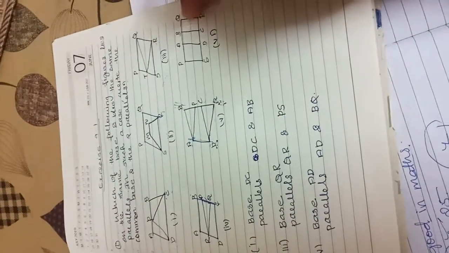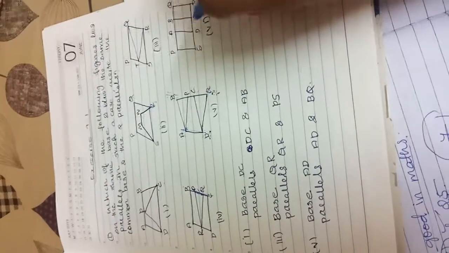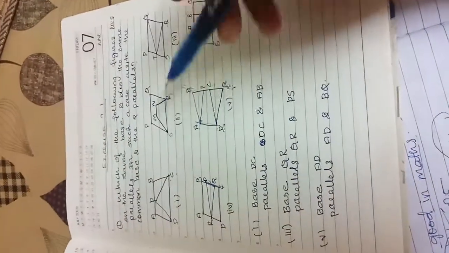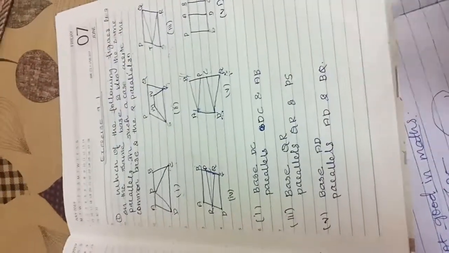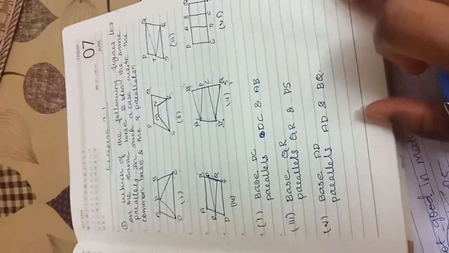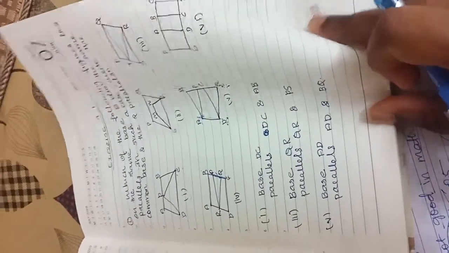So if you are checking this, you will not get the answer because in this figure you cannot find the common base. So the correct answers are the first, third and fifth figures. Then write down their base and parallel lines. Okay. So in exercise 9.1, only one question is there. Complete it.